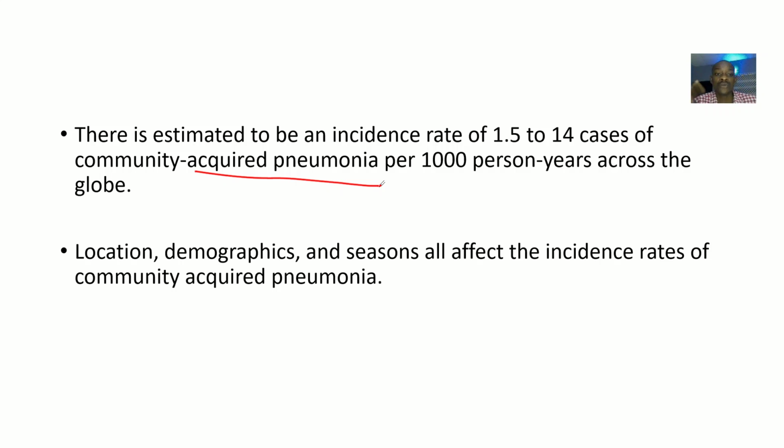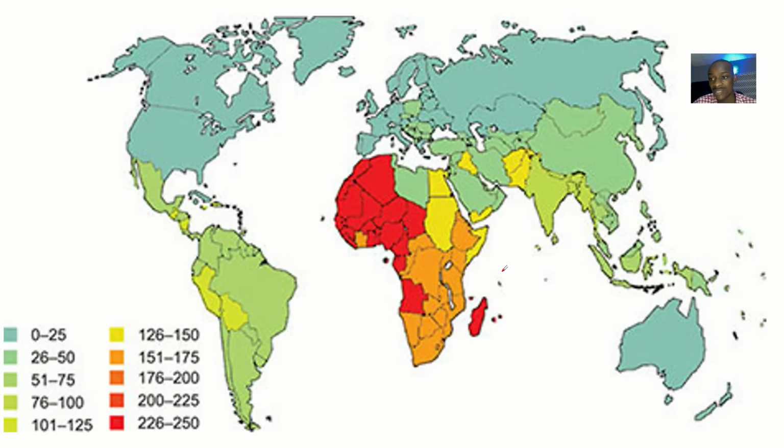Community acquired pneumonia is a type of pneumonia you got as a result of exposure to the organisms causing it. It could be bacteria, fungi, and the rest. So locations, demographics, and seasons all affect the incidence rate of community acquired pneumonia.